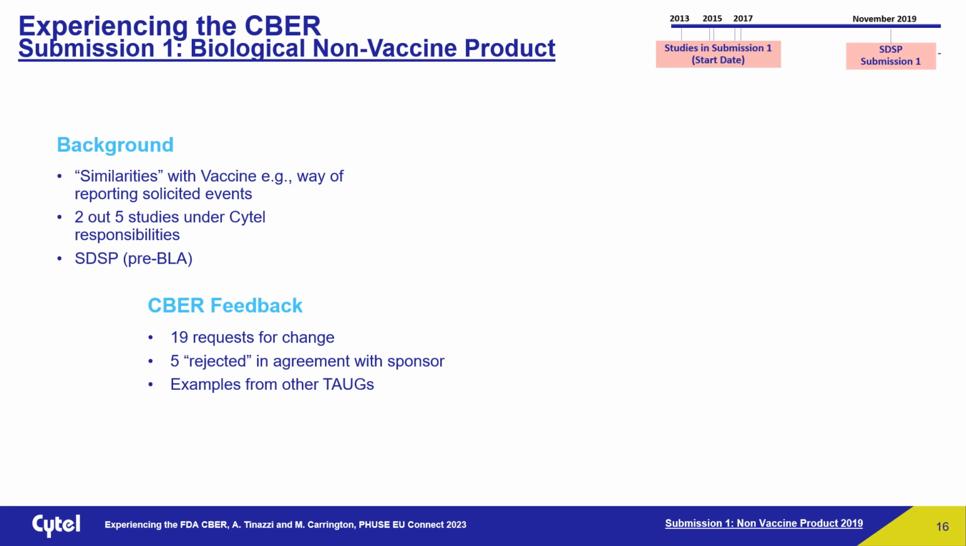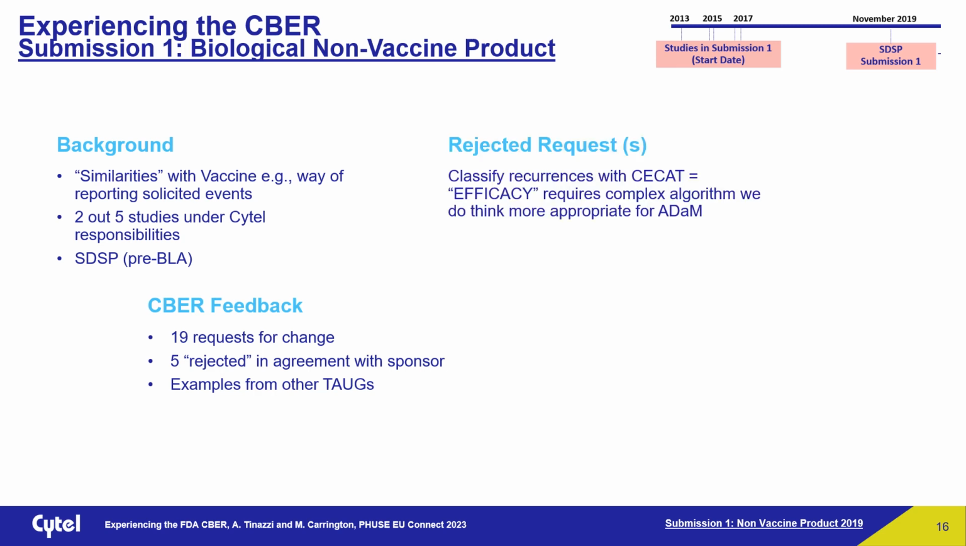We had about 20 different requests, of which 5 were rejected by us because they were either not applicable or not doable. In particular, one where we were asked to flag some of the clinical events that were related to efficacy. Again, here we agreed with the sponsor not to make this change, and furthermore, we explained this to the agency. This is because it would have required the use of a complex algorithm described in the statistical analysis plan, which we deemed inappropriate to be derived in SDTM.